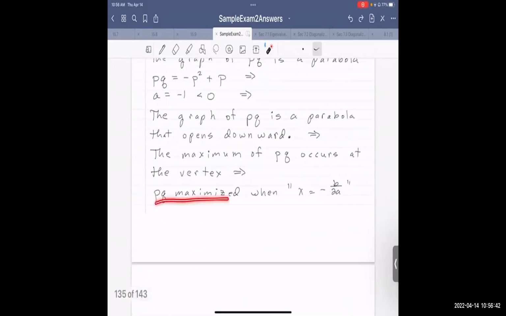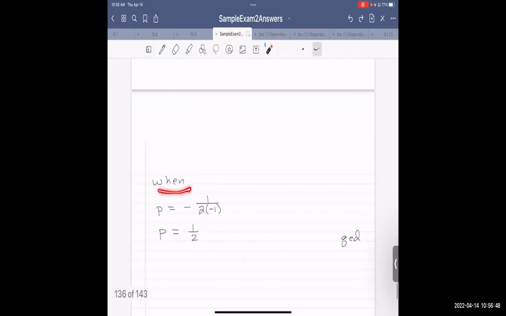So therefore, PQ is maximized when, well, x is equal to negative b over 2a. So when P is equal to negative b, 1, over 2 times a, negative 1. The negatives cancel, so you get P is equal to 1/2. So I've shown that PQ is maximized when P is 1/2.